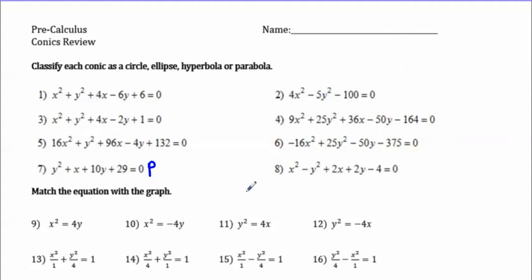Next thing I'm going to look for is a circle. For a circle, the coefficient of the x squared and the y squared should be the same number, and they should both be positive. So if I look at number 1, I have 1x squared and 1y squared, so that would be a circle. And then keep looking through them. Looks like number 3, it's also the same number, so that's also a circle.